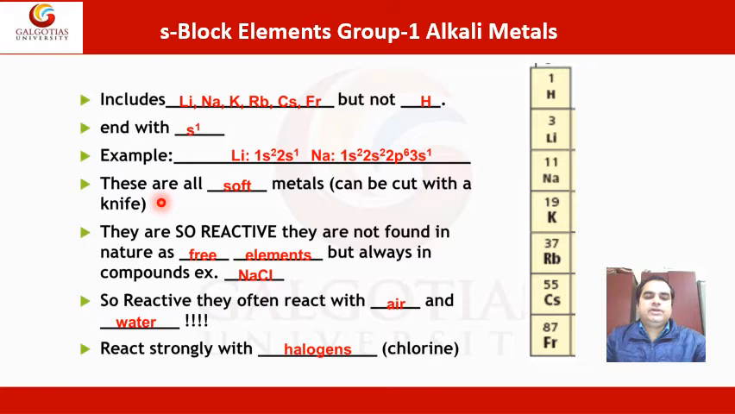These metals are soft in nature, can be easily cut by a knife, and are highly reactive. That's why they are not found in nature as free elements, but always exist in the form of compounds like NaCl, KCl, etc. They can easily react with air and water, and they react strongly with halogens and can prepare salts like NaCl, KCl, cesium chloride, etc.